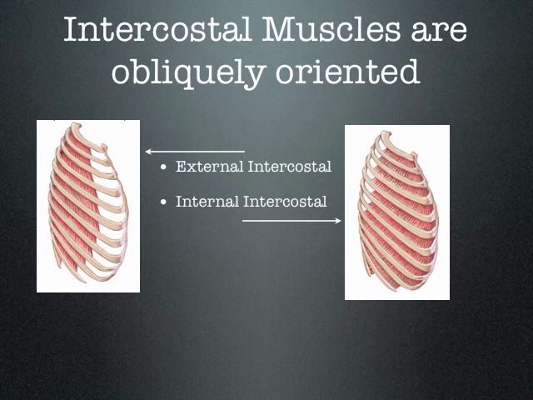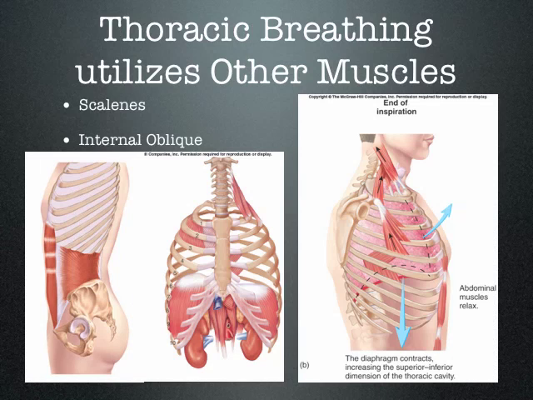Now there's one other element to this thoracic breathing. It's one thing to be able to draw every rib to one another, but does that raise the whole rib cage? Not necessarily. I'm going to need a couple of other muscles to work with these intercostals. And the two other muscles that I want to associate here are the scalenes and the internal oblique.